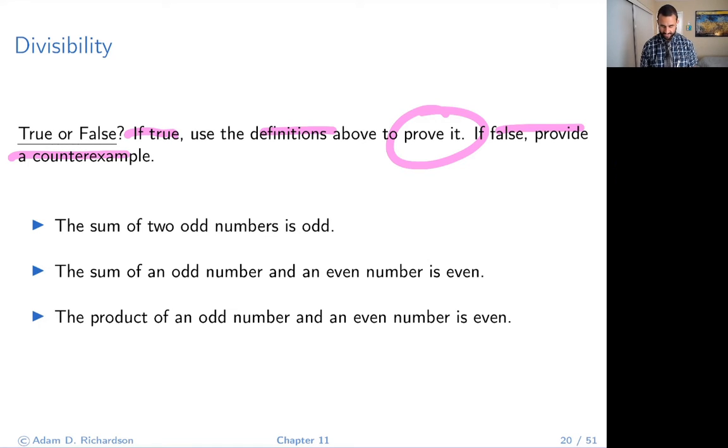Okay, so now let's talk about this together. The sum of two odd numbers is odd, true or false? If I add two odd numbers, do I get an odd number? Well, let's just try something. Let's practice, right? Two odd numbers, here, 3 plus 3, that's 6. That's an even number, so that's got to be false. There's a counterexample right there. In fact, the sum of two odd numbers is always going to be even.